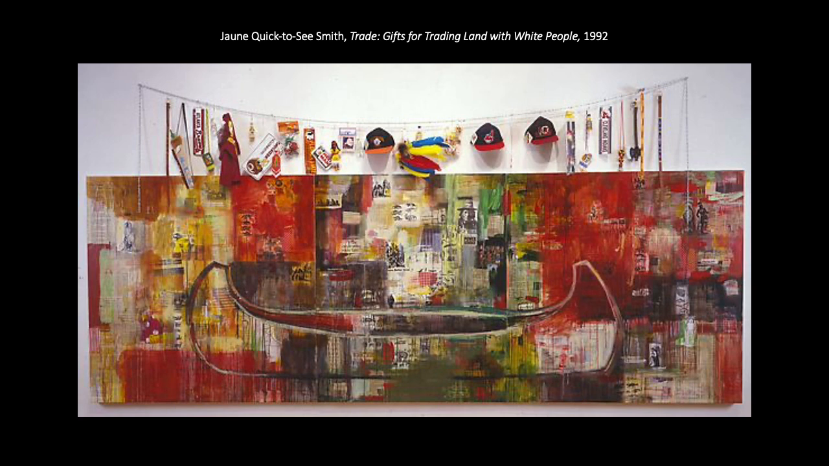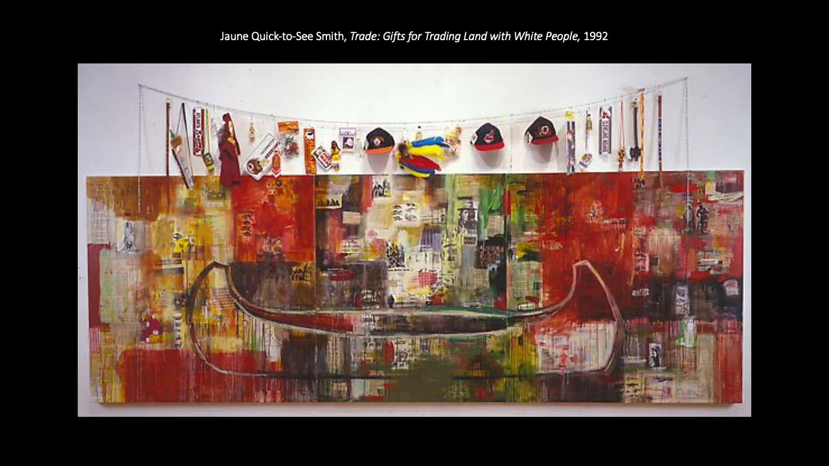So this particular work is titled Trade, Gifts for Trading Land with White People from 1992. This work was a reaction to the celebration of the 500th anniversary of Columbus's landing and the beginning of the mistreatment of Native Americans. She's also referencing this allegorical story about how Dutch colonists acquired the island of Manhattan from Native Americans in exchange for about 60 guilders worth of goods, which today would be about $24 worth of stuff. Now, this is probably somewhat exaggerated, but the existence of this story implies that Native Americans were pretty frequently tricked out of their lands by cheap goods.